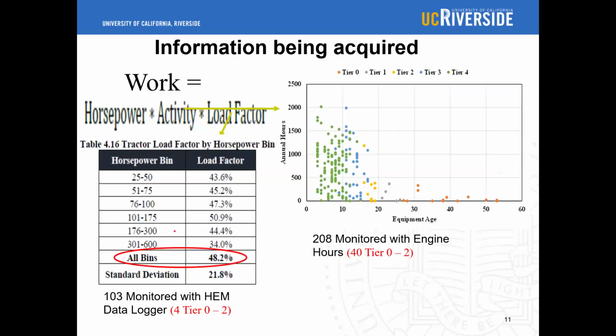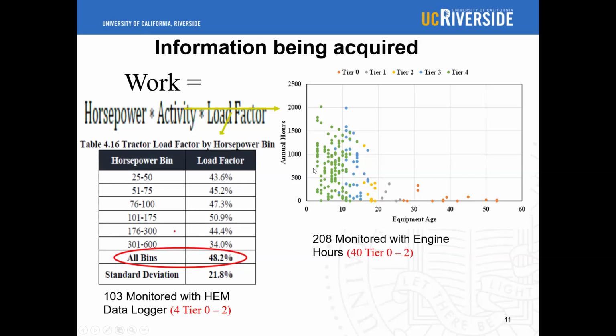Okay, so let's look on to the information that we're acquiring, and then we'll go back. So we'll go back to this work function here as a function of horsepower and activity. So the horsepower comes from the population studies. Our goal was really to focus on activity.